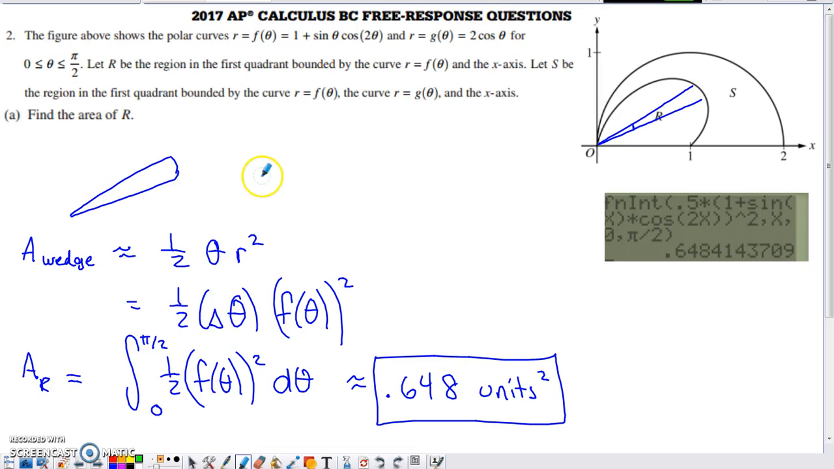So in this video, we will spend some time talking about problem number 2. This was from the 2017 AP Calculus BC exam. It's a calculator question that involves polar curves. And so if we get right into it here, we have two polar curves.